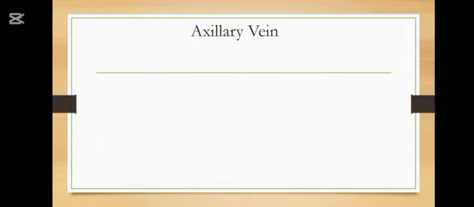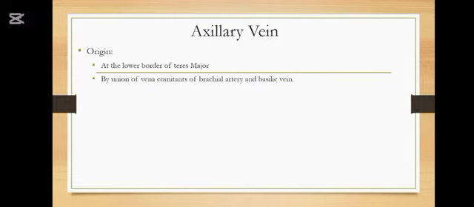Now we will discuss the axillary vein, its origin. It begins at the lower border of the teres major muscle by the union of the vena comitans of the brachial artery and the basilic vein. Now its termination. It terminates at the outer border of the first rib to continue as the subclavian vein.